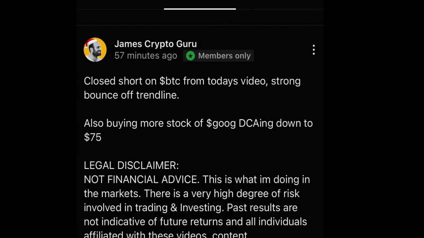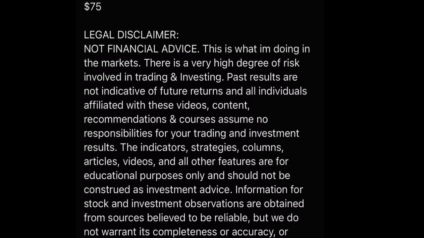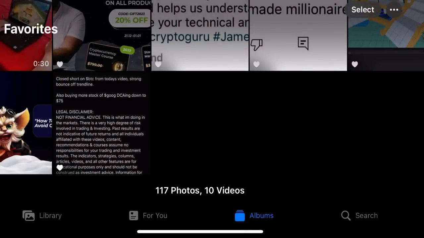Close short on Bitcoin from today's video. That was my mistake. Strong bounce off the trendline. Also, I bought more stock of Google. I'm DCAing down to $75. Google is getting to buying ranges.